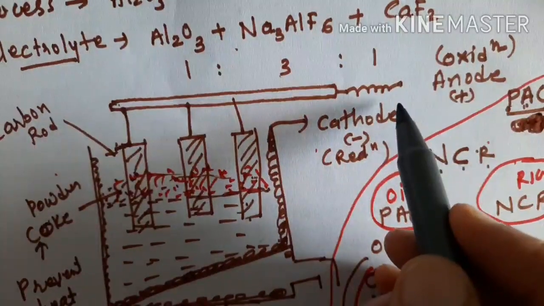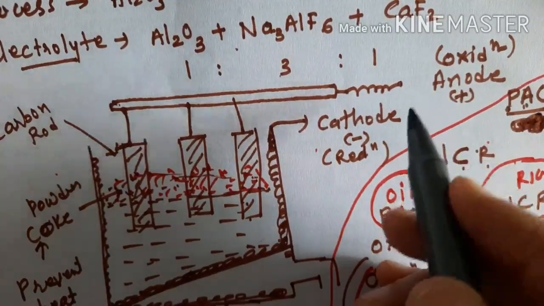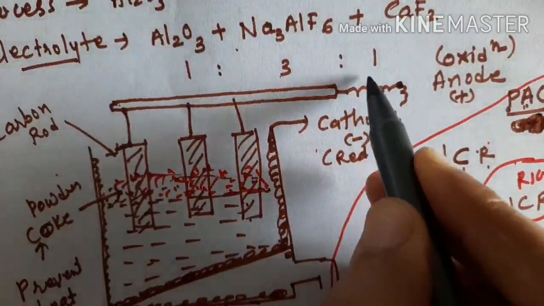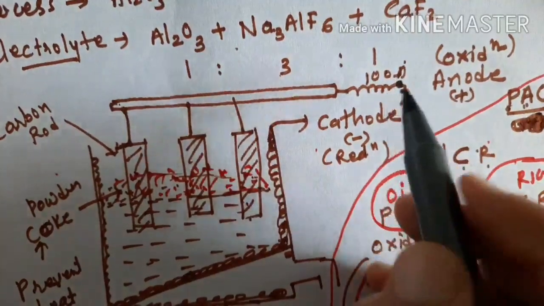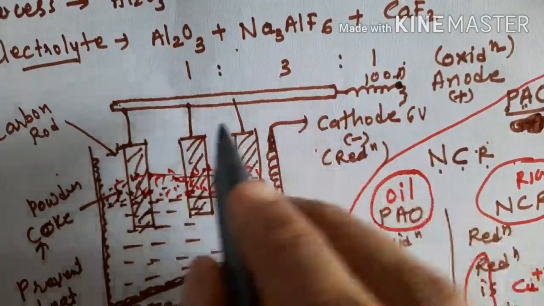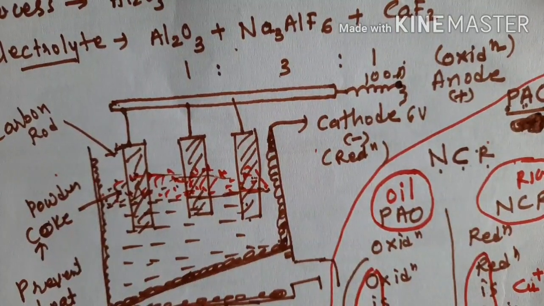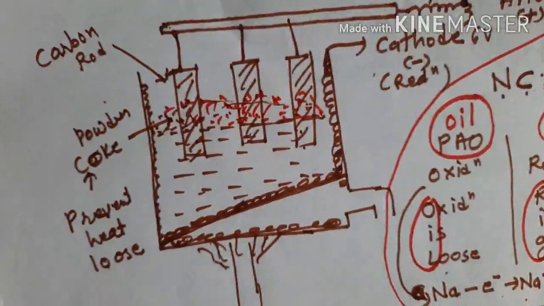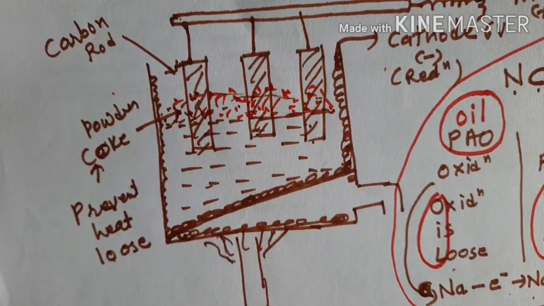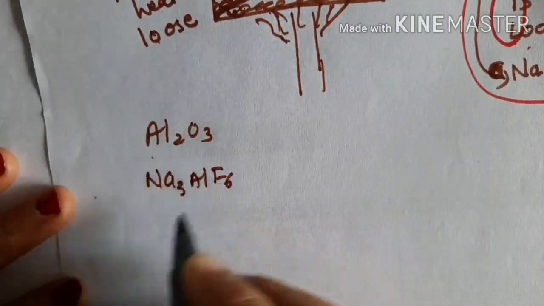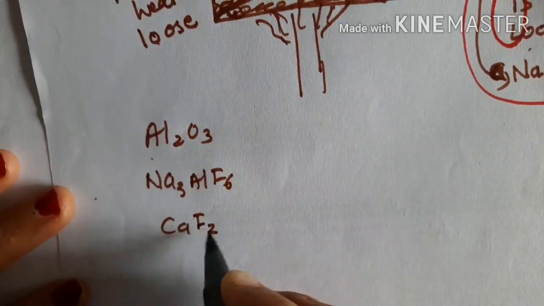After applying energy, or here in your textbook it is given that we apply DC current, and 100 ampere current we apply and a 6 volt battery we put here, then the reaction is moving. Now the reaction is going to start. Then what electrolyte did we add in it? We added in it the electrolyte Al2O3, then Na3AlF6 and CaF2. These three substances we add.